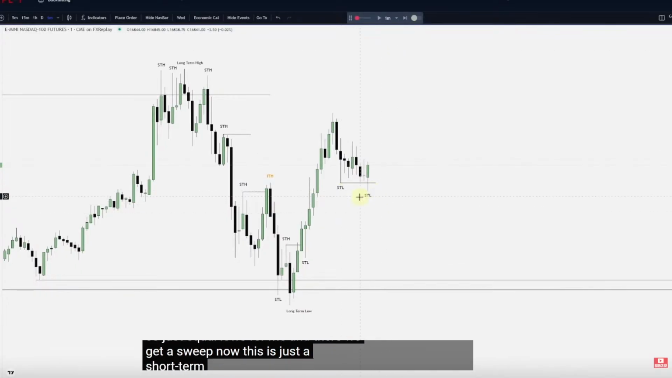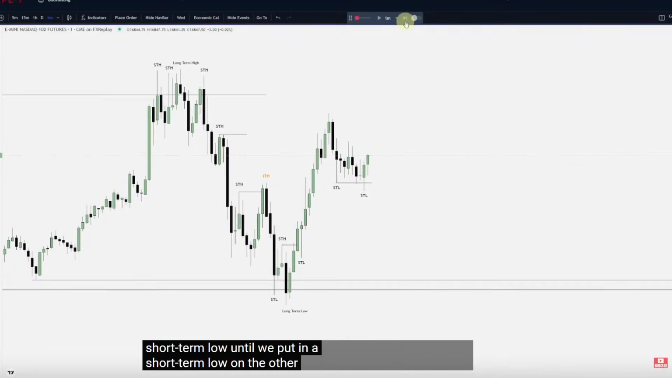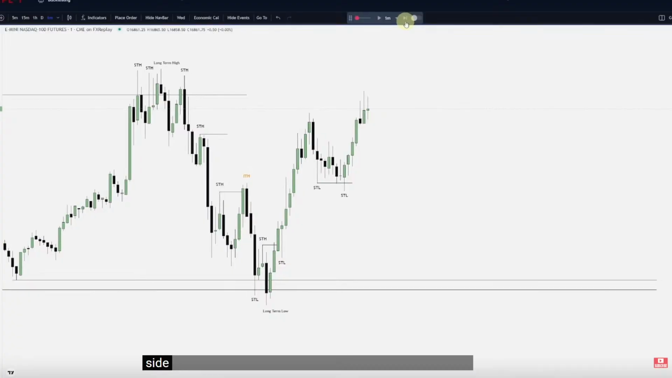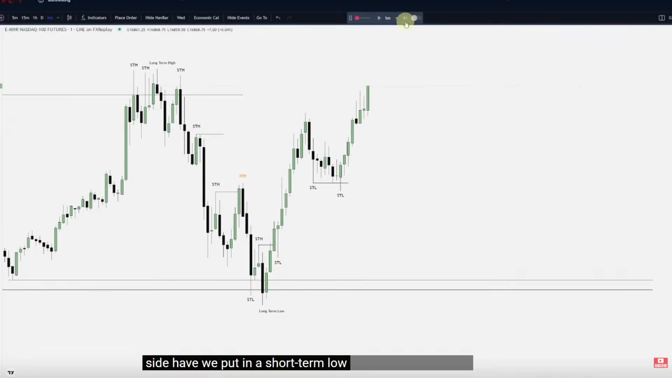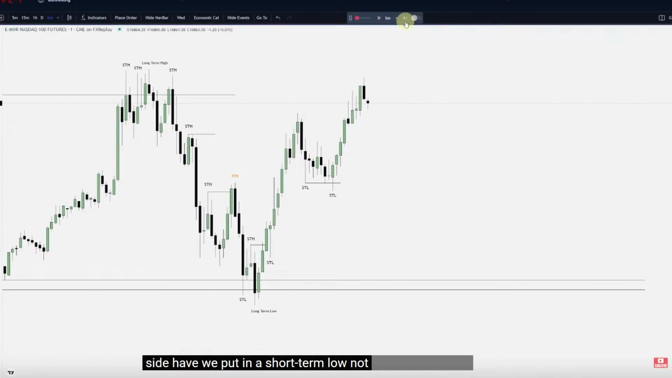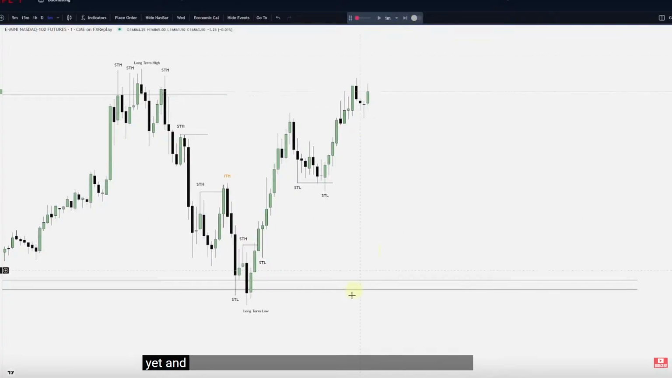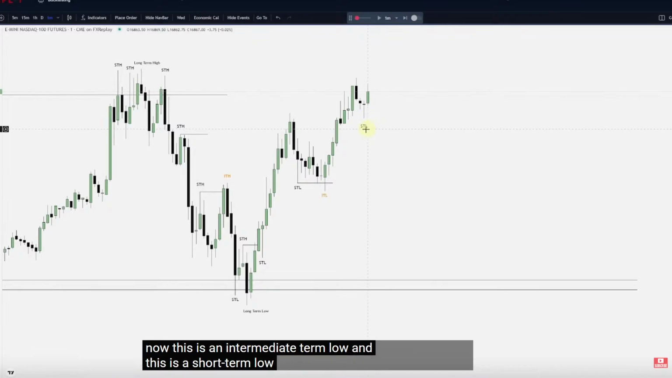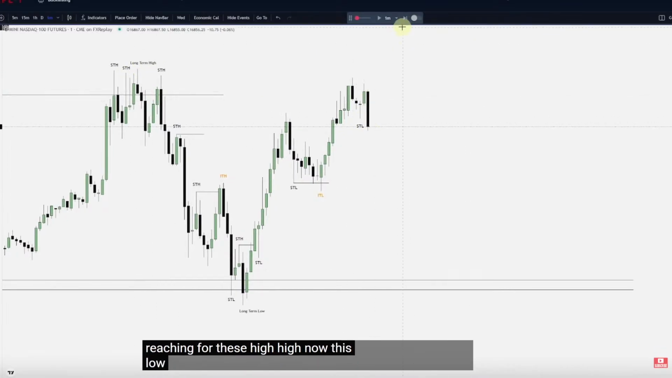Now this is just a short-term low until we put in a short-term low on the other side. Are we put in a short-term low? Not yet. And here we get a short-term low. So now this is an intermediate term low, and this is a short-term low, and we are reaching for these highs. Now this low gets swept.